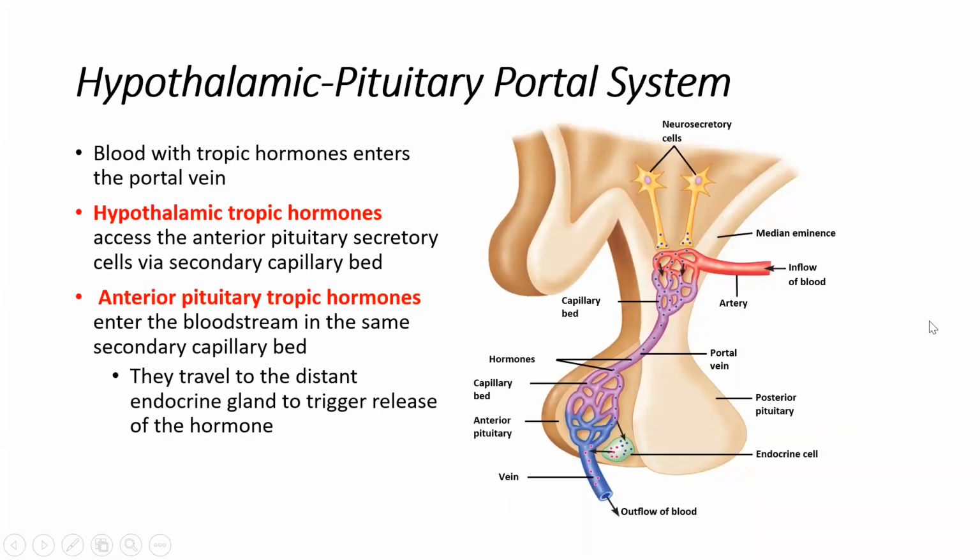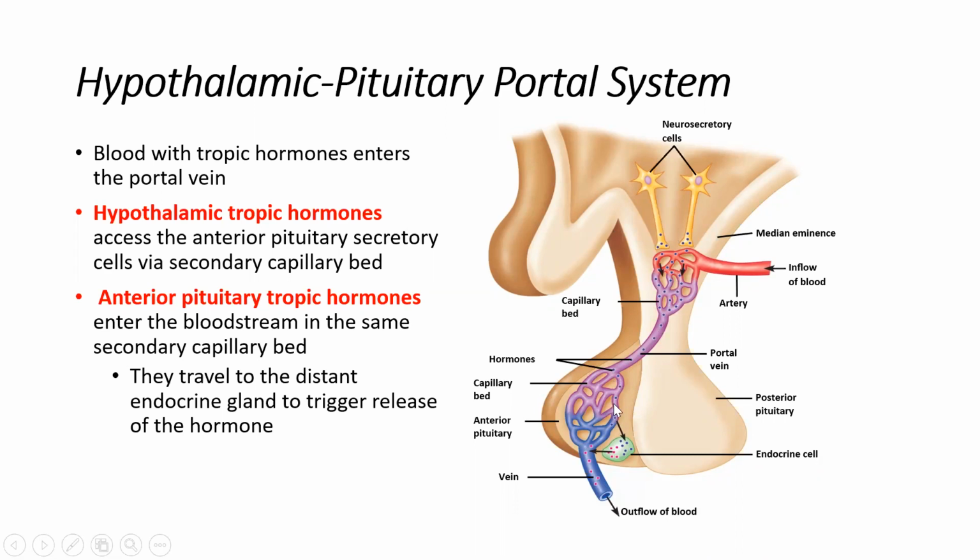Okay, so let's explain this a little bit further on this slide here. Blood with the trophic hormones, right? will then enter the portal vein. So here's that portal vein. And remember, in this portal vein, we've got some of these hormones that were secreted here from the hypothalamus. Instead of going back to the heart, they can just hitch a ride on this portal system and make their way down here into the anterior pituitary. We can see them here. They are represented by these blue dots.